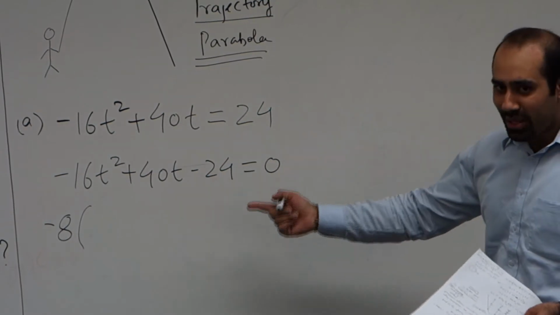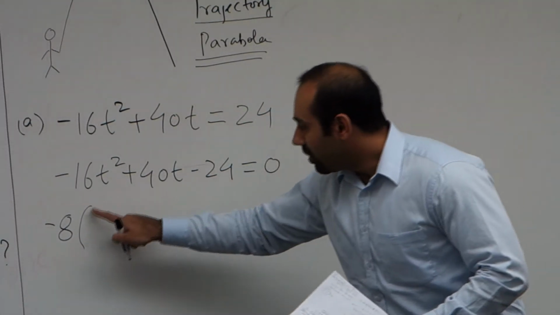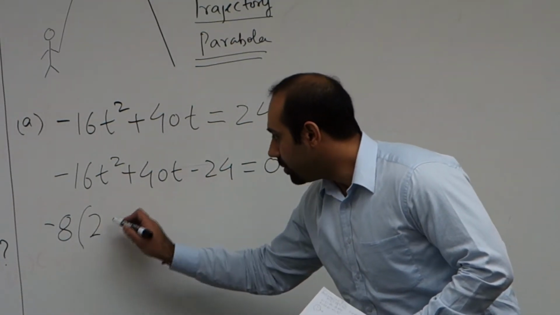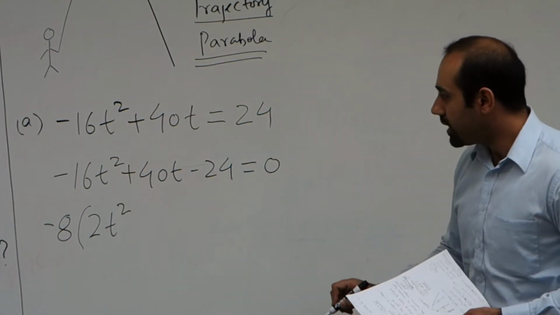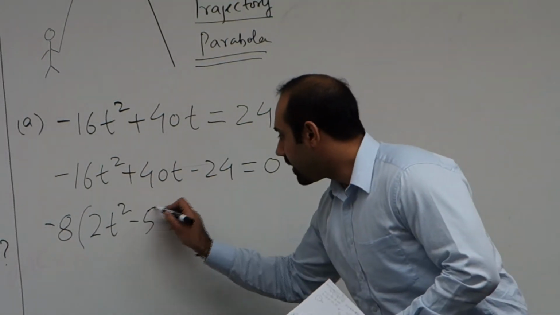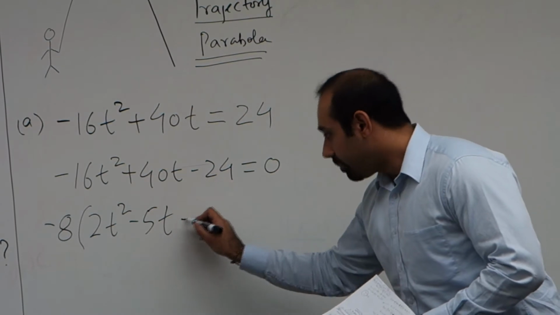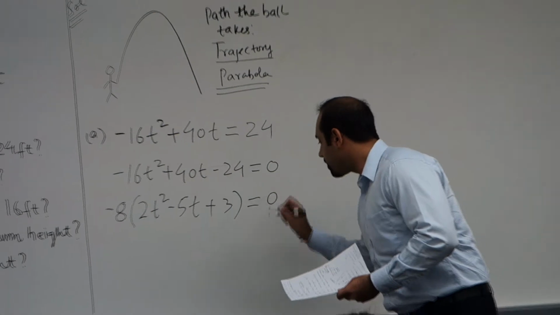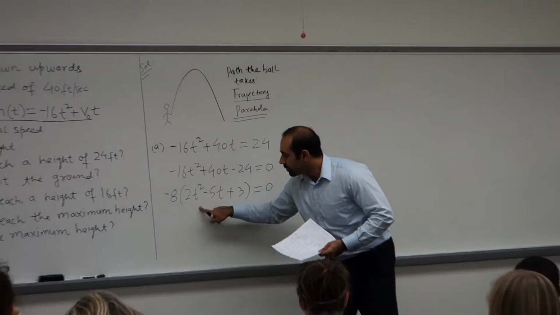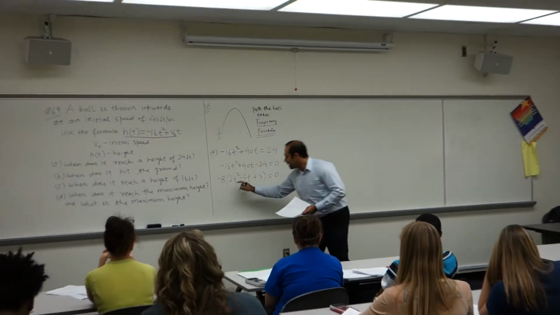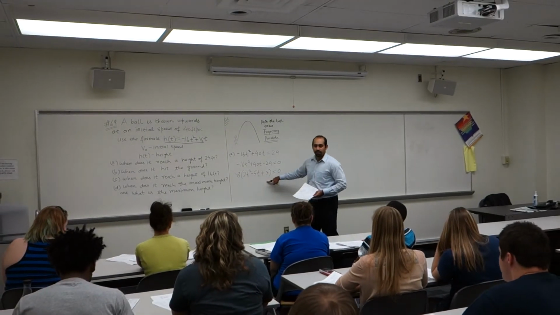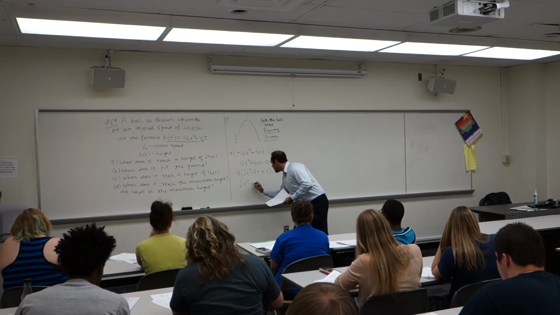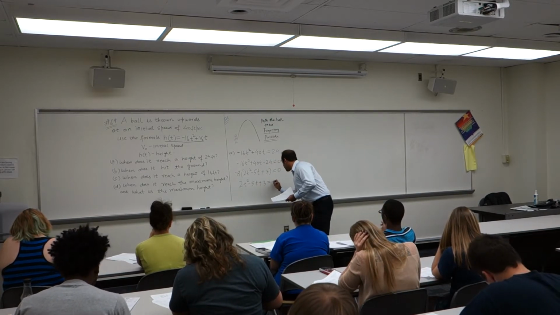So if you pull out the greatest common factor, which is negative 8 in this case, what do we have in the parentheses? 2t squared. What would be the second piece? Minus 5t, plus 3. So that equals 0. After this step, we have a product equal to 0. That means this piece has to be equal to 0, right? So what do we have? 2t squared minus 5t plus 3 equal to 0.